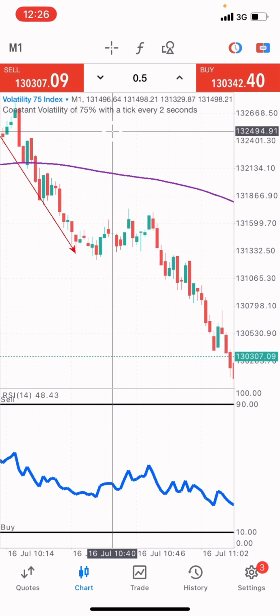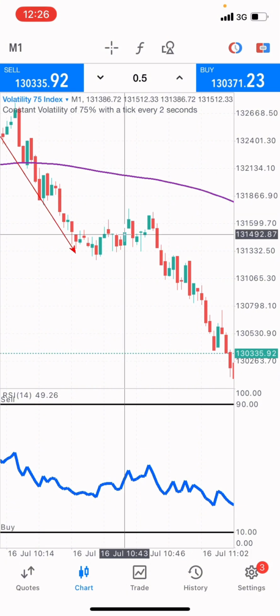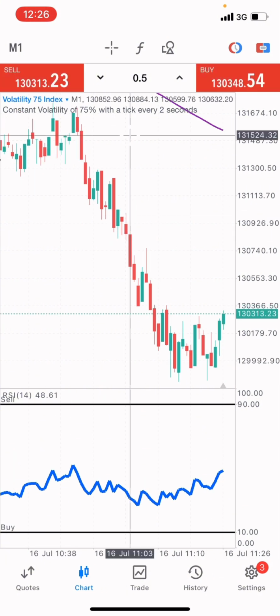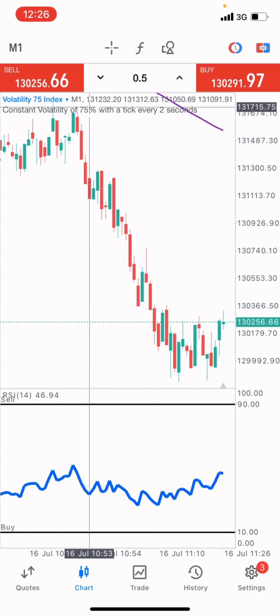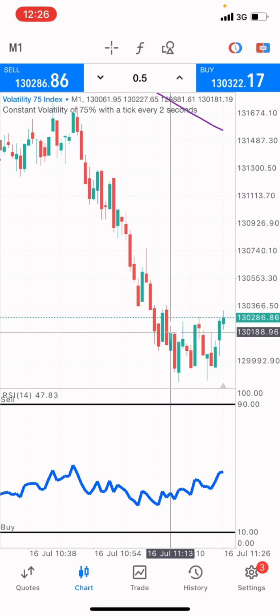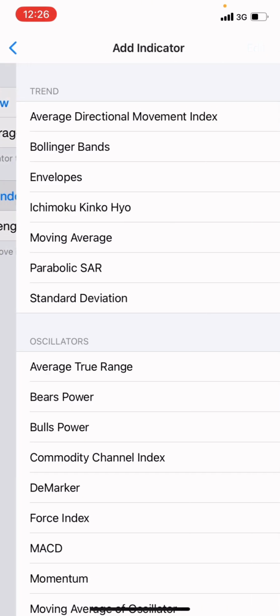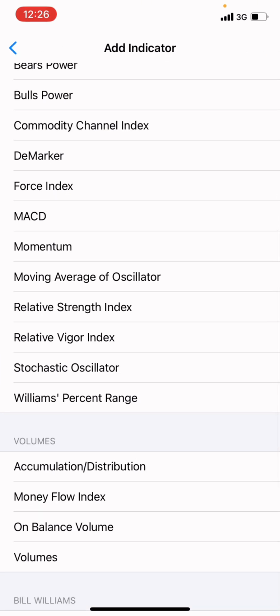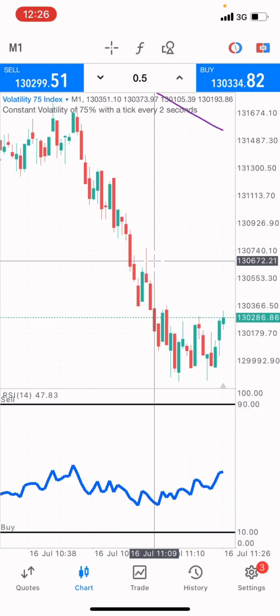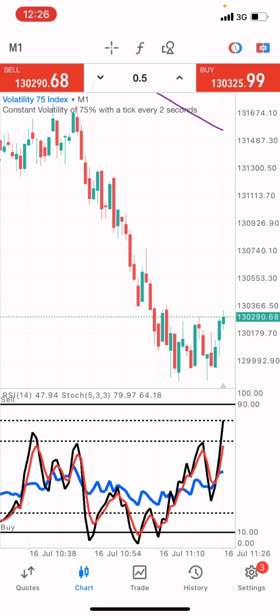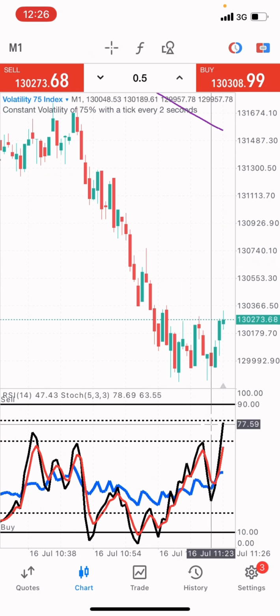This is the moving average. It's showing you a downward trend, right? The moving average is only following the trend line of the market structure. So if you add the stochastic oscillator back into the market right here, perfect. What do you see? What do you see here?